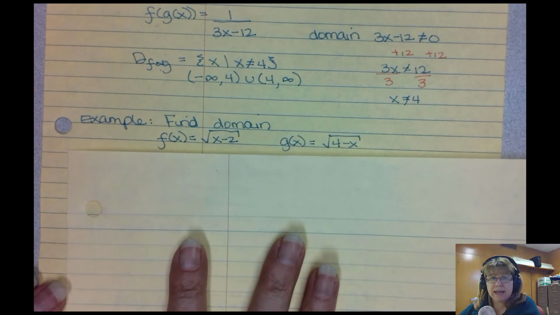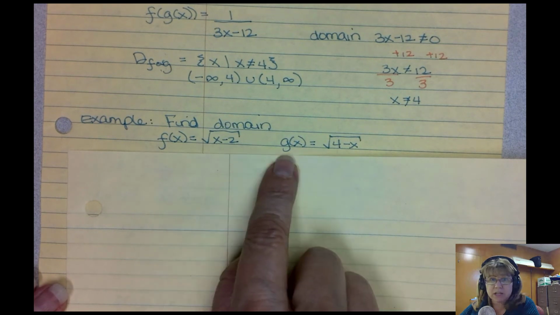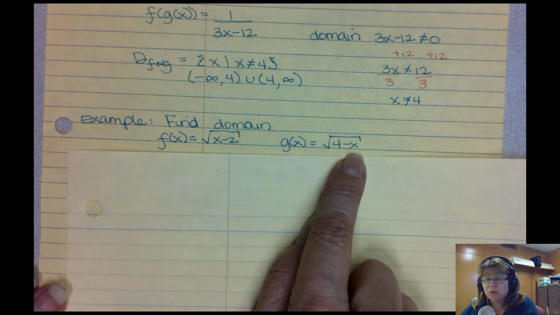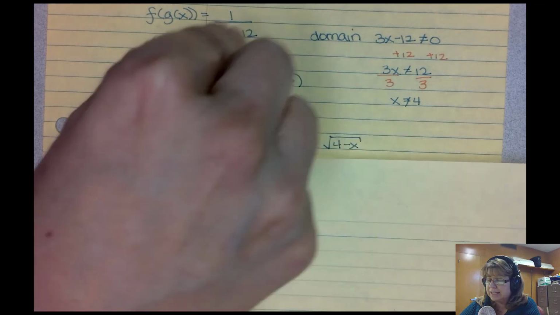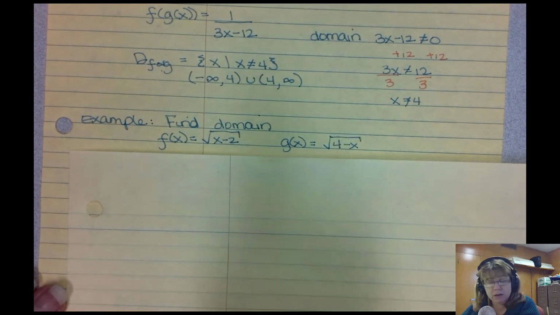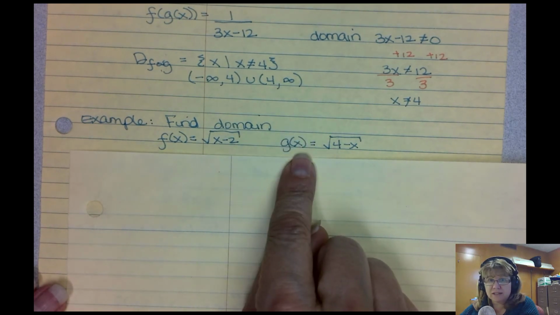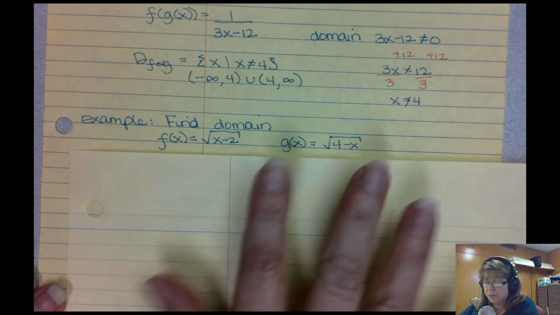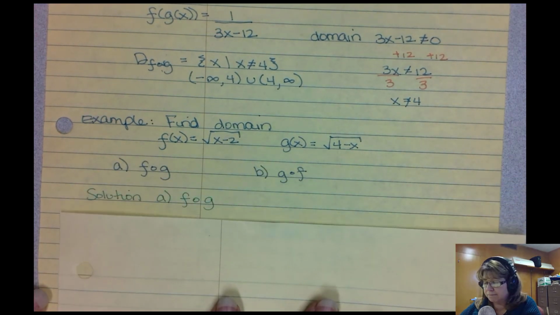Let's take a look at f of x is the square root of x minus 2. G of x is the square root of 4 minus x. And again, we want to find the f of g. We're going to place g of x inside f of x and figure out what the domain is. But we have an issue here. First of all, what is the domain of the inner function, which is g of x? I'm not allowed the square root of a negative number. So let's figure out both f of g and g of f, the domain.